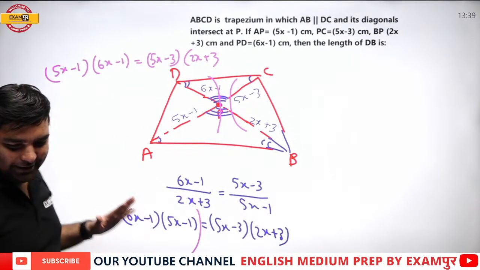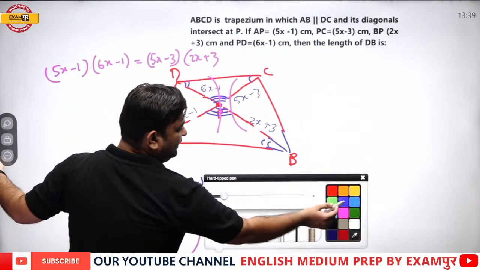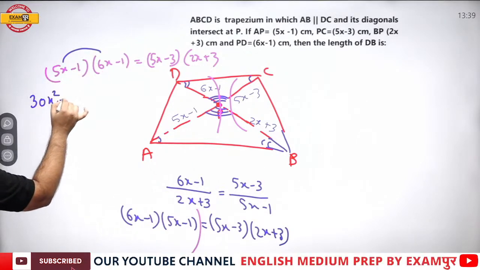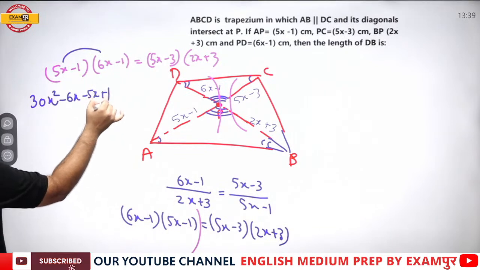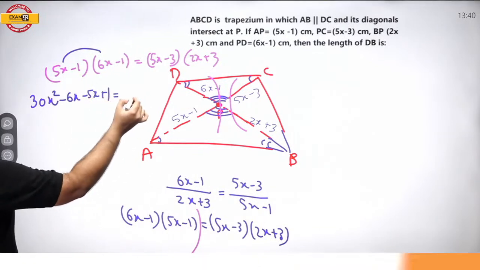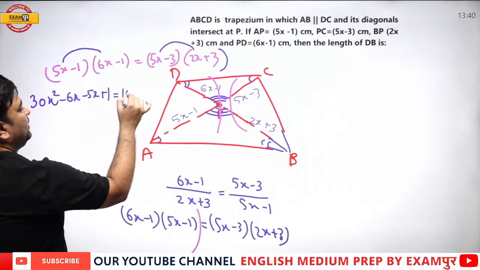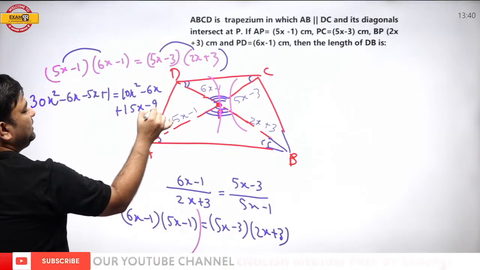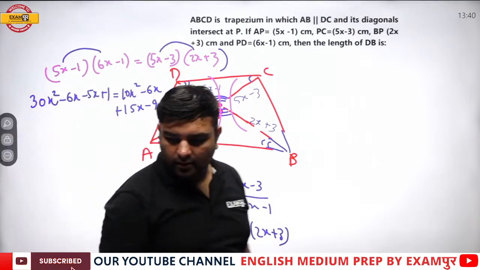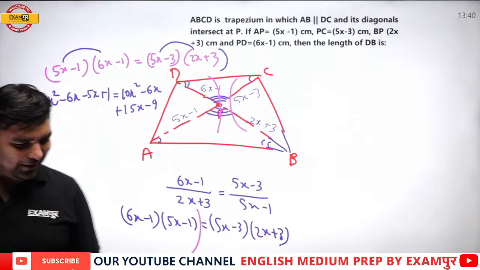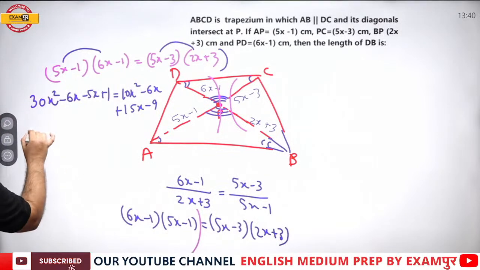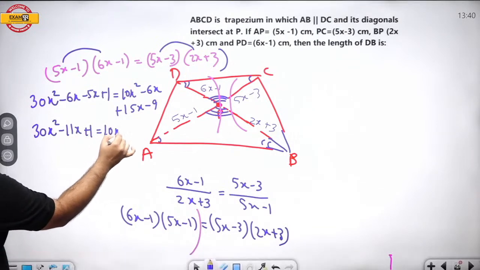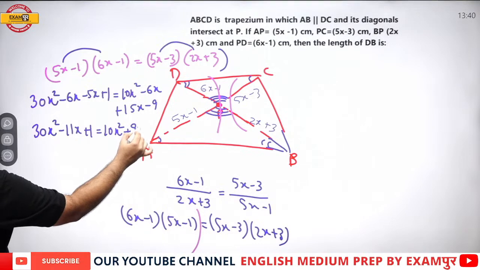Sure. Fine. Great. So then you can write it directly. If you want to solve it, 30x square minus 6x minus 5x plus 1 is equal to 10x square minus 6x plus 15x minus 9. Solve it, yeah. It would be quadratic. So 30x square minus 11x plus 1 is equal to 10x square plus 9x minus 9.